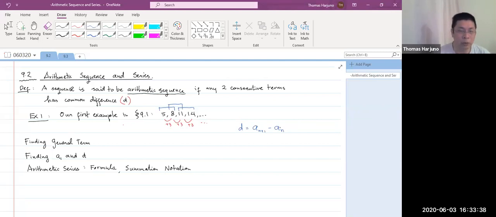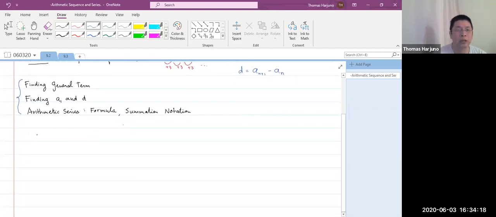Now in this section, we will focus especially on three big questions. Suppose we are given a sequence. How do we know that it is arithmetic? That is easy. You just pick any two consecutive terms and see if they have a common difference. Second, suppose we are given two terms of an arithmetic sequence. Can we find the general term? And last one is the arithmetic series and the summation notation.